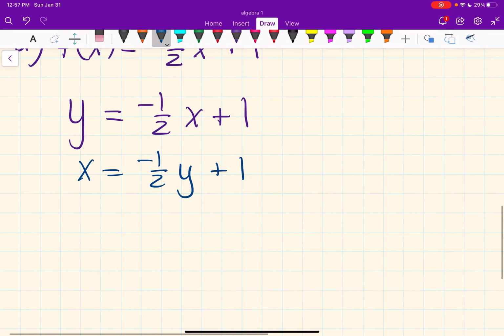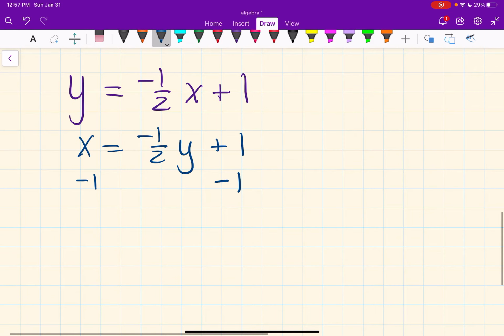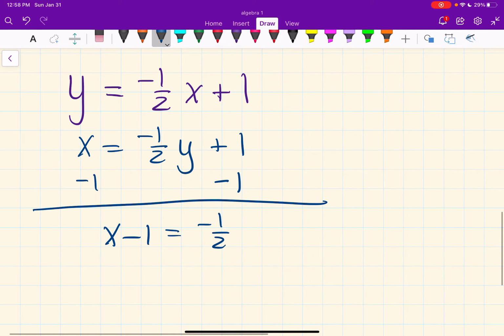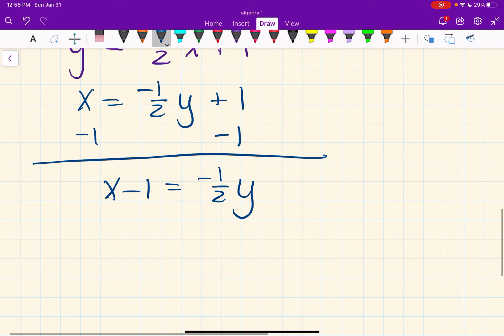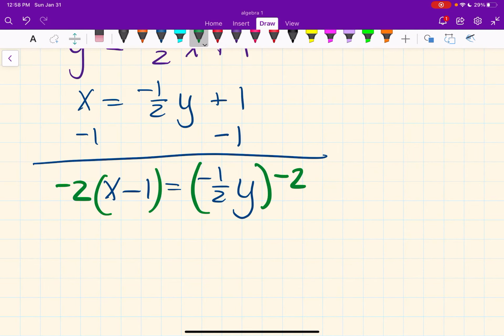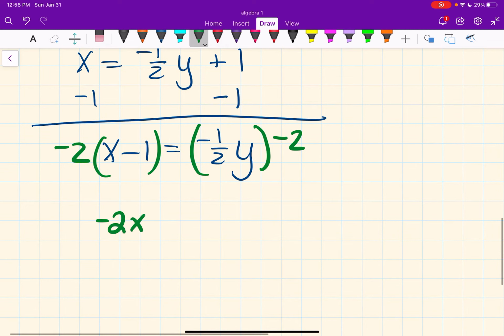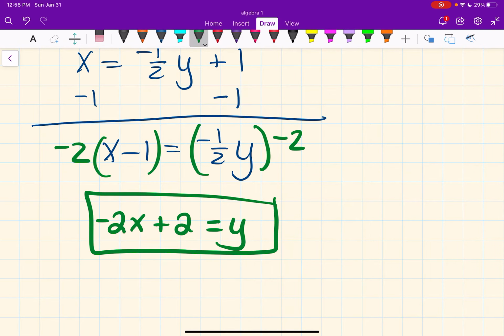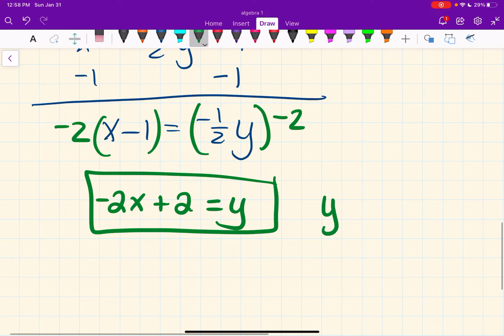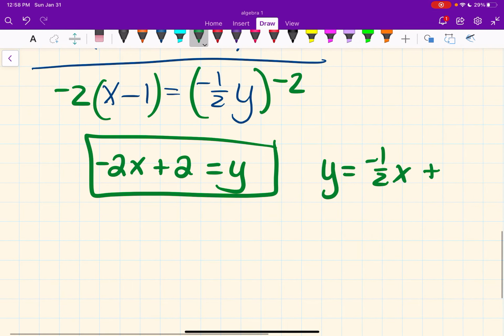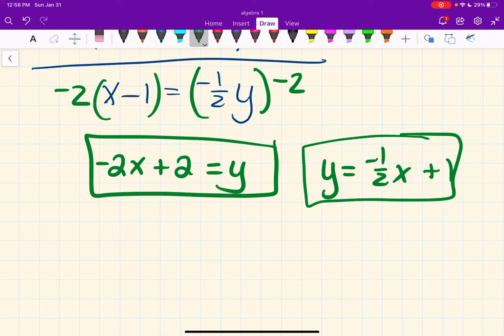And now I solve for y. So I subtract 1 from both sides. x minus 1 equals negative 1/2 y. So I'm going to multiply by negative 2 on both sides, getting rid of the negative at the same time. Okay, so I have negative 2x plus 2 equals y. And there's my inverse. Okay, so that's the inverse of y equals negative 1/2 x plus 1. So these are inverses. Okay, that's all you do.